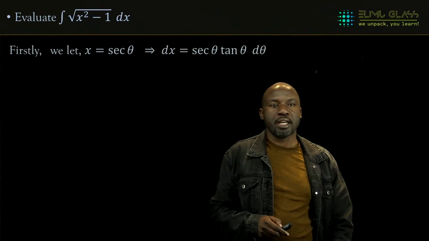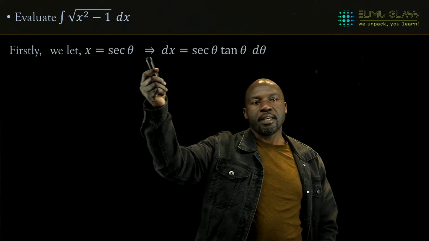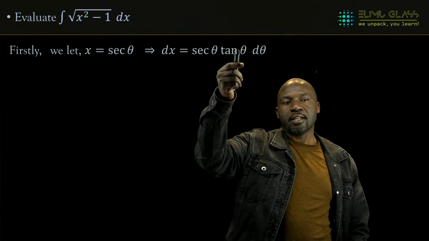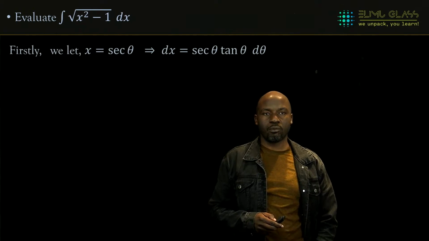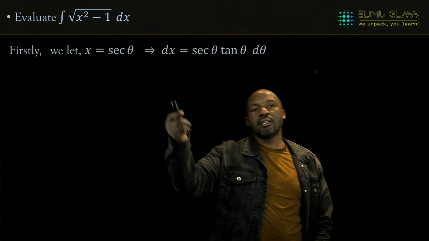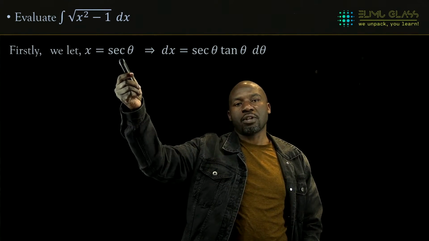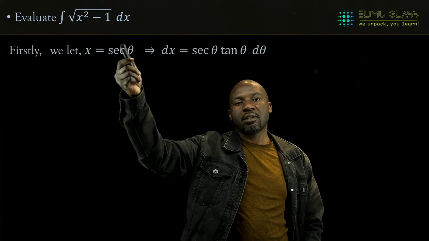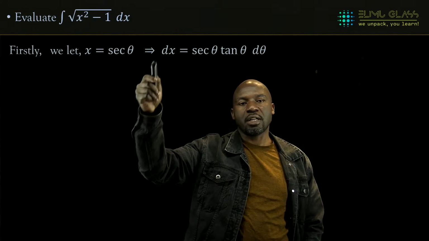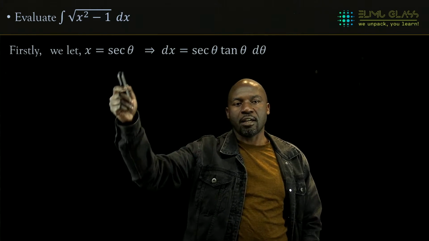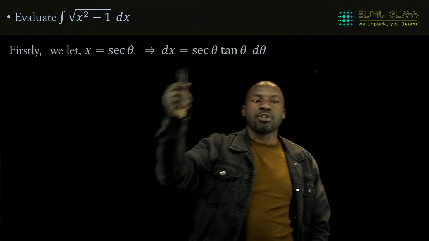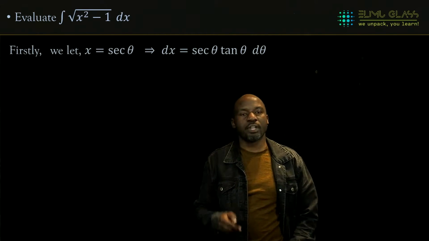If we differentiate that, we get dx by d theta is sec theta tan theta. We've done this before, so just check it out and see how we managed to do that. This is in fact 1 over cosine of theta, or cosine of theta to the power negative 1. If you differentiate that, you get sine theta over cos squared of theta, which can be reduced into this. So that's what we do.